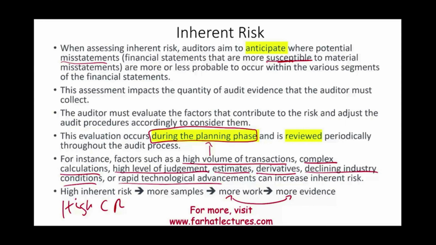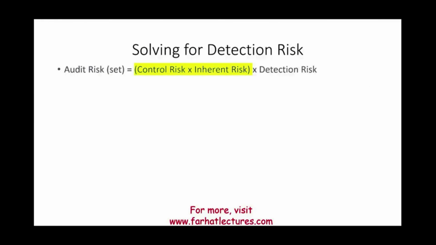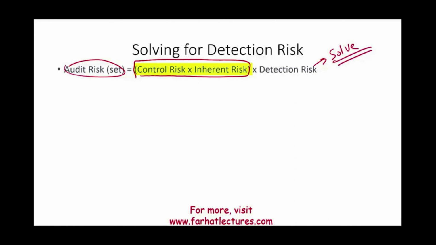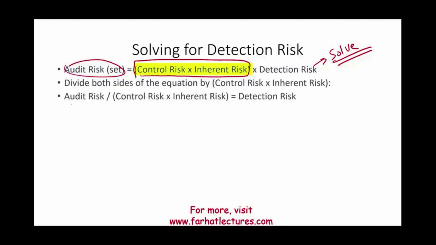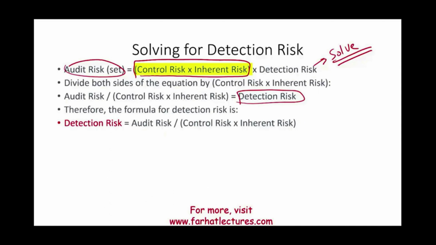So now, just to review, remember, what we did is we set the auditor's audit risk, and we assessed control risk and inherent risk. What do we do with detection risk? We solve for detection risk. So how are we going to solve for it? We're going to divide both sides of the equation by control risk times inherent risk, and that's going to give us audit risk divided by control risk times inherent risk equal to detection risk. Therefore, the formula for detection risk is audit risk divided by RMM, control risk times inherent risk. So this is how we solve for detection risk.